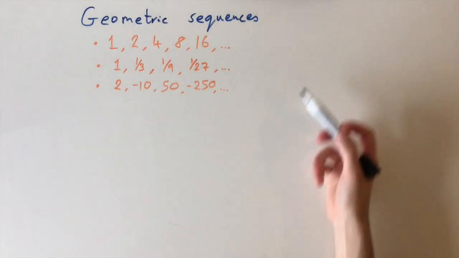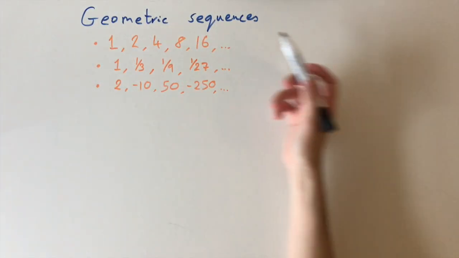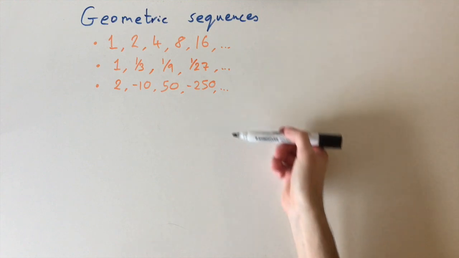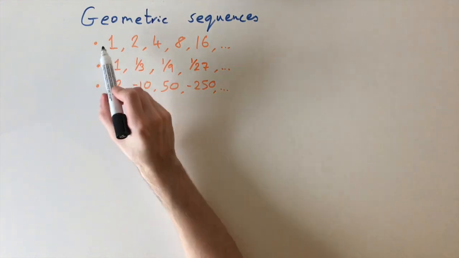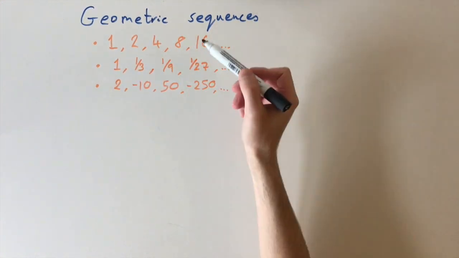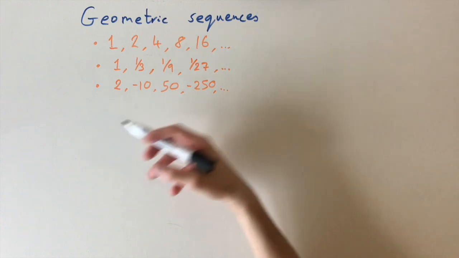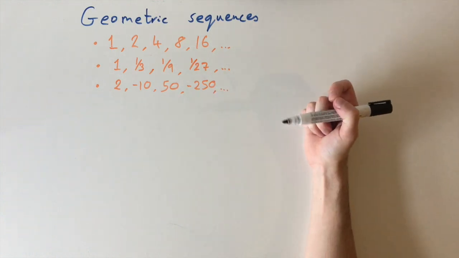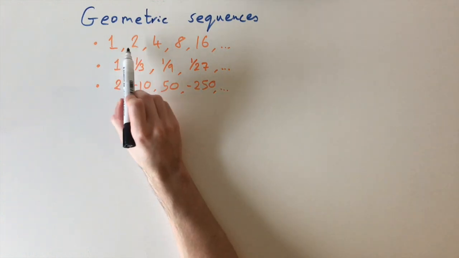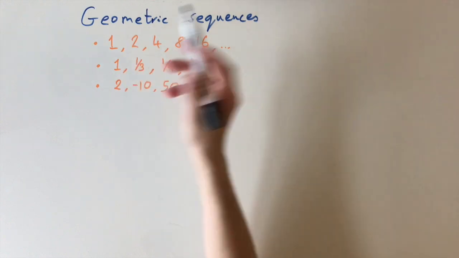Okay, so today we're talking about geometric sequences. And if you've never seen one before, we have a few examples. So for the first one, we have 1 followed by 2, and then 4, 8, 16. And the general rule for a geometric sequence is that between consecutive terms, we are multiplying by a fixed number.